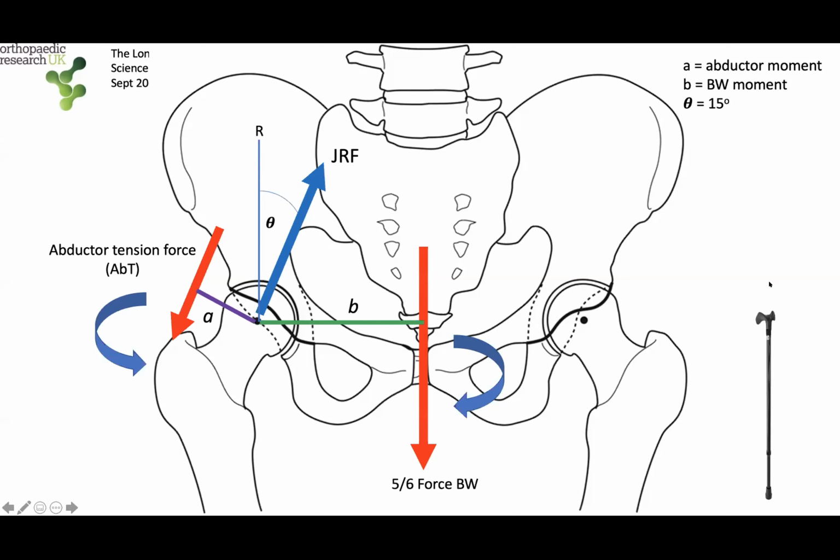Now, what happens when you add a cane to this? You're increasing the moment arm across to the other side, the contralateral side, and as a result, you can reduce the amount of joint reaction force going through that arthritic hip. That is the basis for why, for patients with symptoms of arthritis and pain in the hip, we advise them to use a walking stick in the contralateral hand to reduce the joint reaction force in that painful hip.